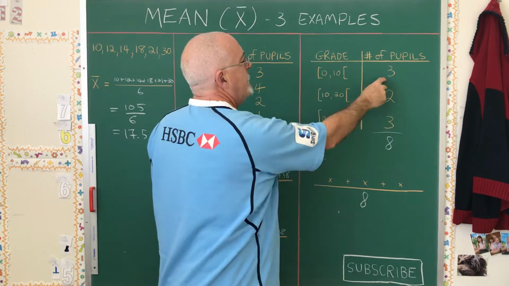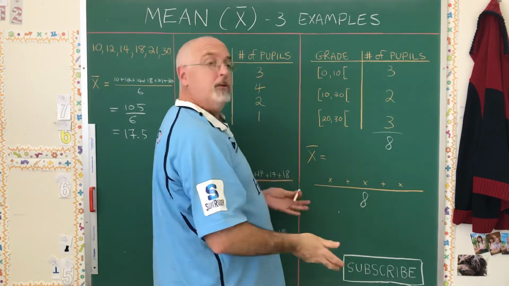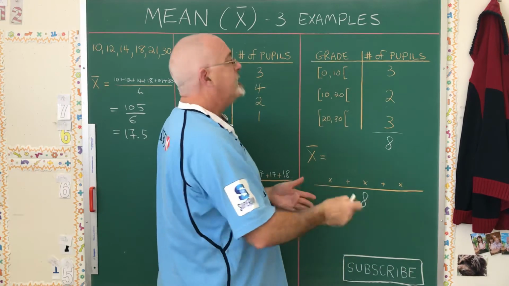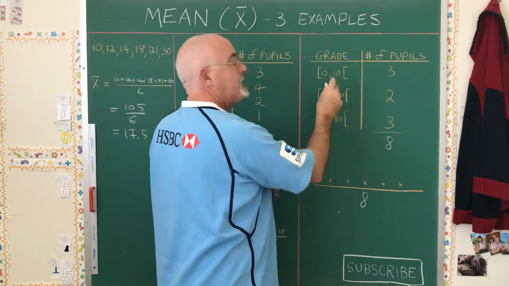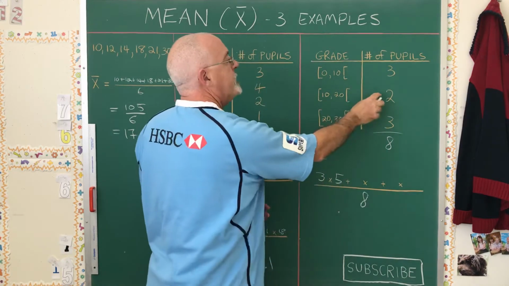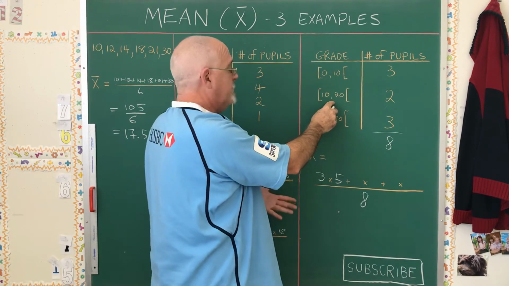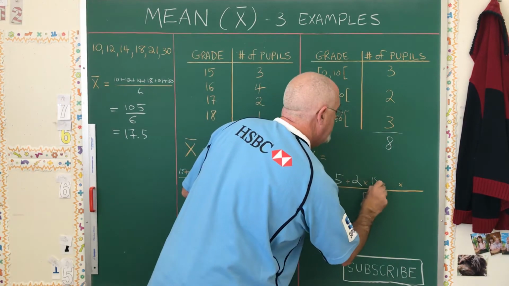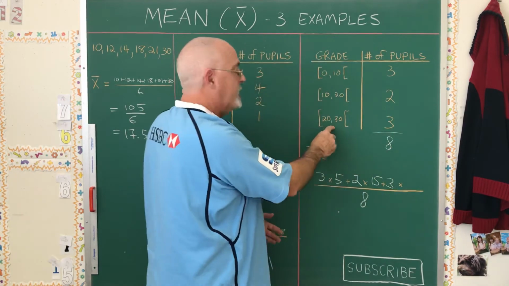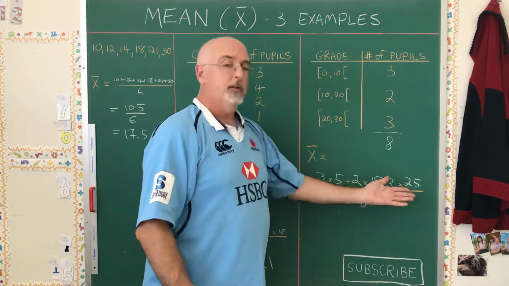This says that 3 people got grades somewhere between 0 and 10. Since we don't know what those grades are, we say, what is the halfway point between 0 and 10? And it's 5. So we pretend that those 3 people each got exactly 5. 3 times 5. Therefore, 2 people got somewhere between 10 and 20. We choose 15 as the midpoint. 2 times 15. And 3 people got somewhere between 20 and 30, so we use 25. This means that our answer is not exact.